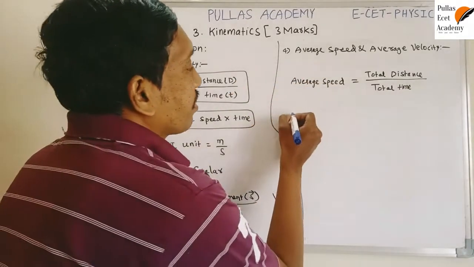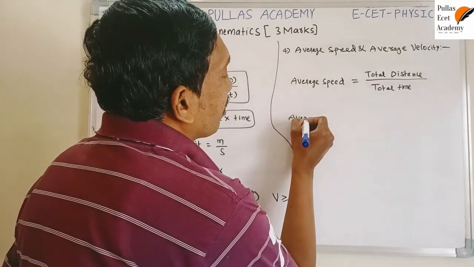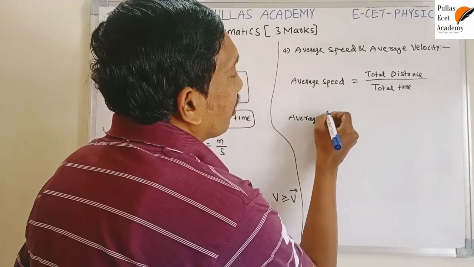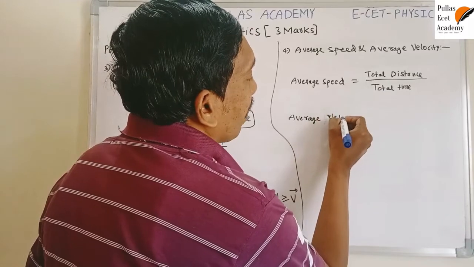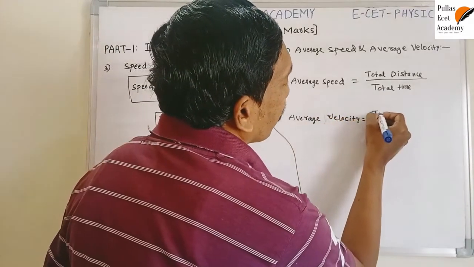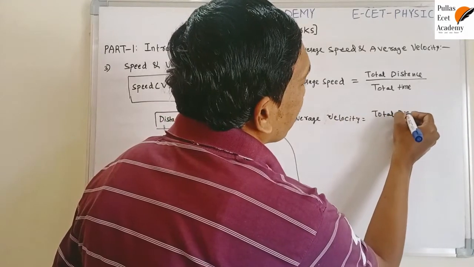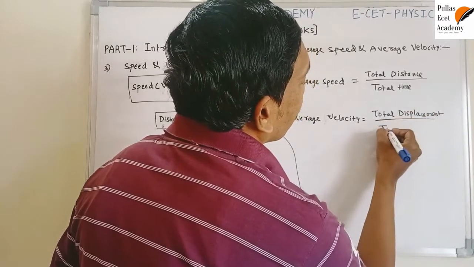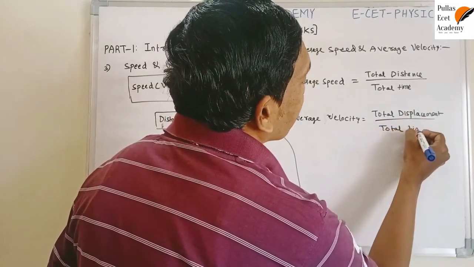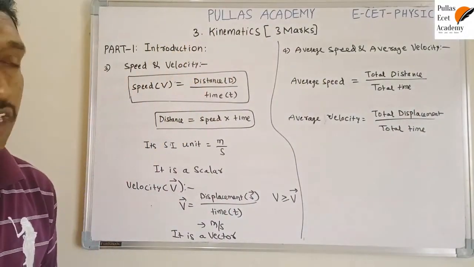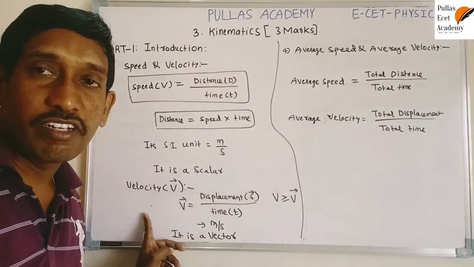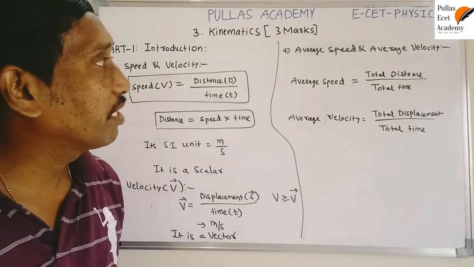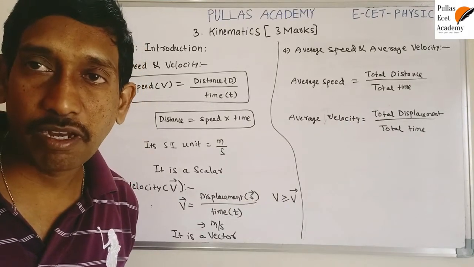Now, in the same way, average velocity is also similar, just in terms of displacement. Average velocity, according to the definition, is total displacement by total time. This is called average velocity. It is similar to velocity in a given total time. That's the difference between average speed and average velocity.